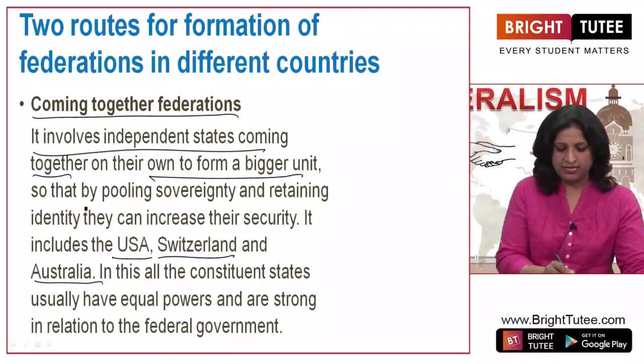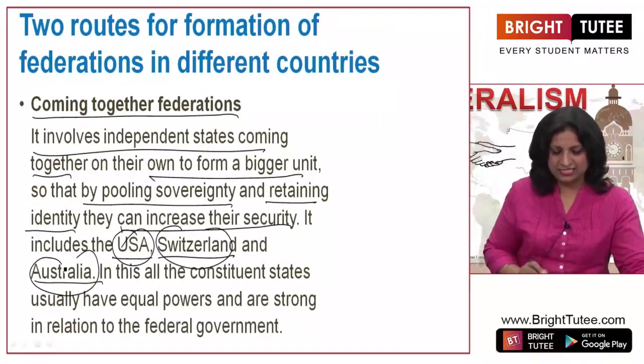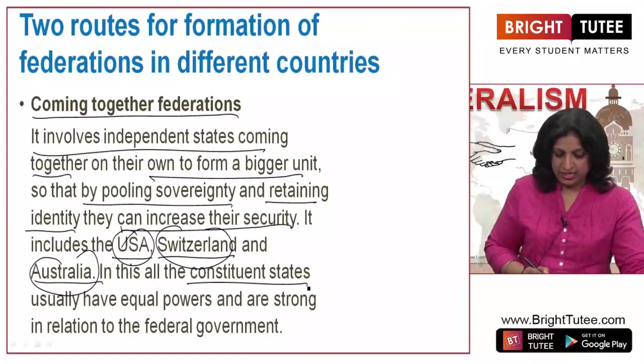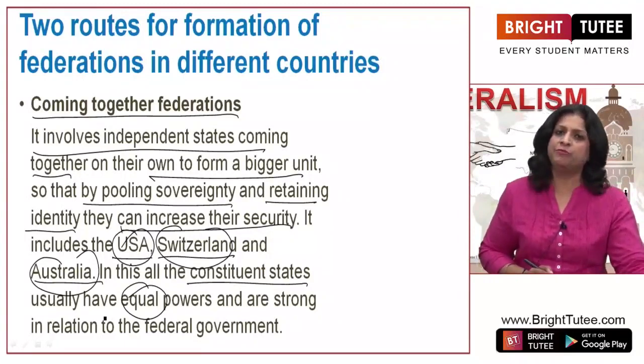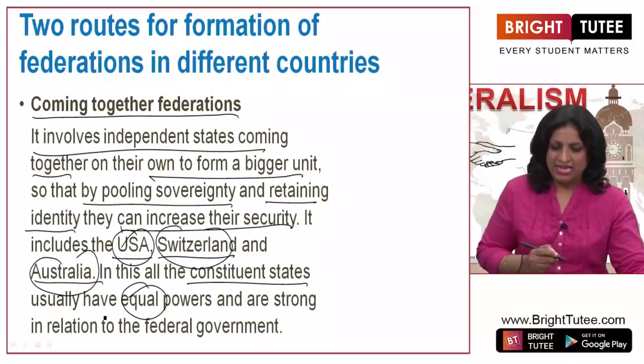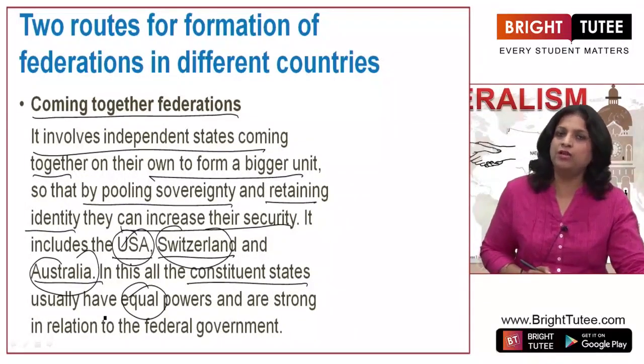So every state government comes and joins hands with the central government. They pool their resources, pooling their sovereignty while retaining their identity. They can increase their security. And this system, as I told you, works in USA, Switzerland and Australia. In this, all constituent states usually have equal powers and they are strong in relation to the federal government. Both are equally strong. You can't say that the central government is stronger than the state governments. In coming together federation, both levels, center and state, have equal powers.